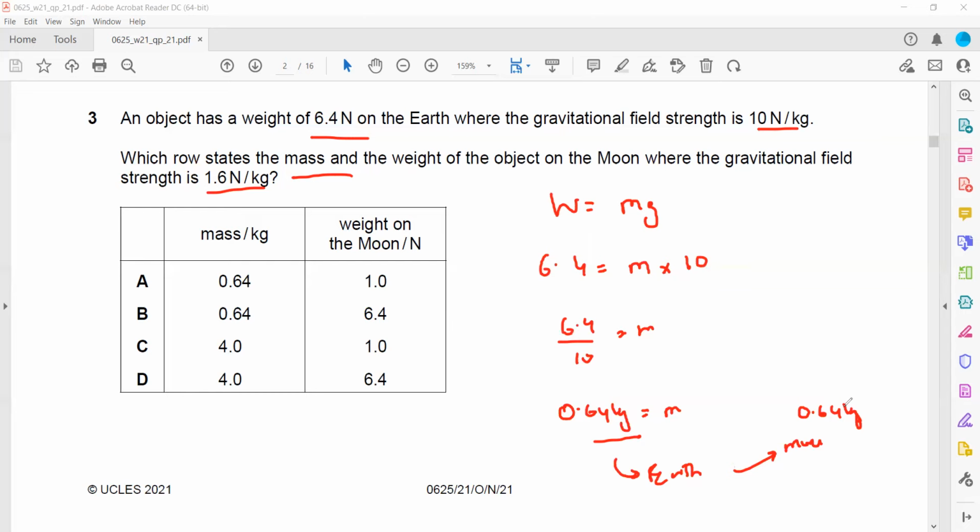As the mass of an object does not change, now what will be the weight on the moon? So weight is mass into gravity. Mass is equal to 0.64, and the gravitational field strength of the moon, that is 1.6. So it should be 0.64 multiplied by 1.6, that is equal to 1.02. So for question 3, A should be the right answer.